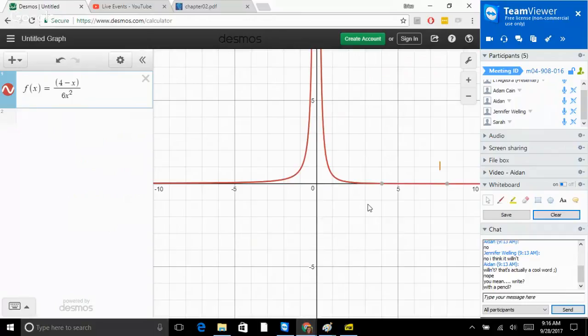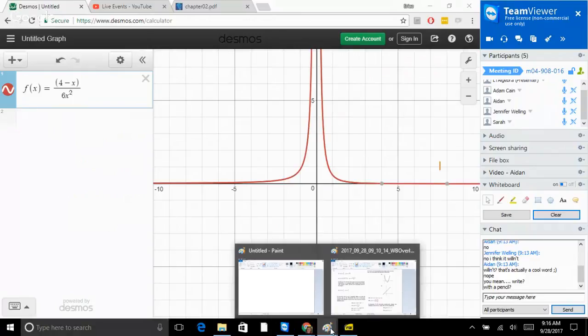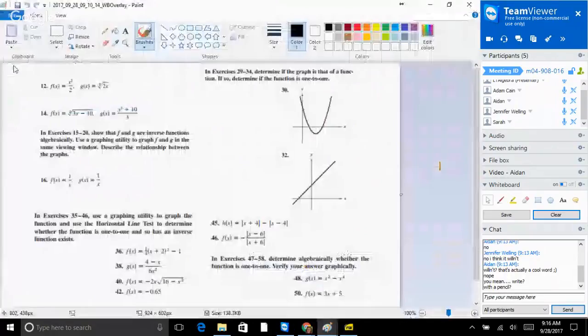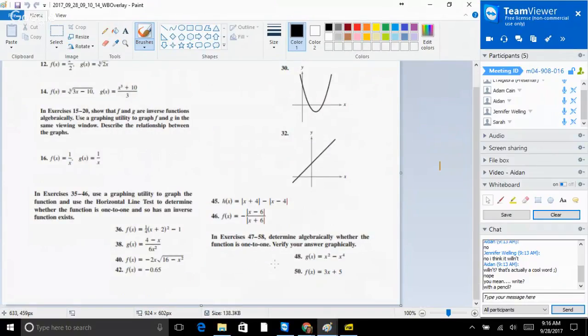All right, and then the other problems, there were 2 last little problems that I think you have in your homework. Let me double check your homework here. I just want to make sure we cover everything. Okay, so in exercises 47 through 48, determine algebraically whether the function is one-to-one. Verify your answer graphically. If it was me, I would prefer to verify it graphically first and then do the algebra. But basically when someone asks you to verify it algebraically, they're asking you to find the inverse algebraically. So this is just a good review of how to do that.